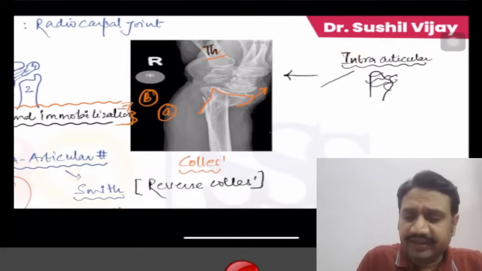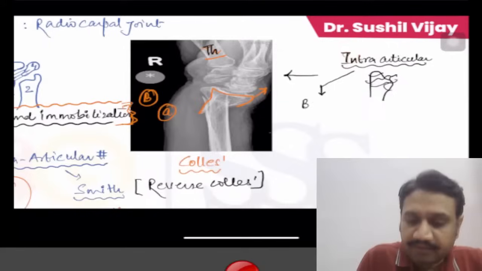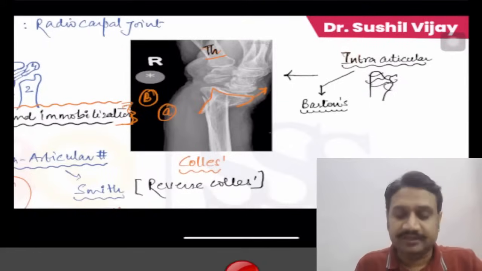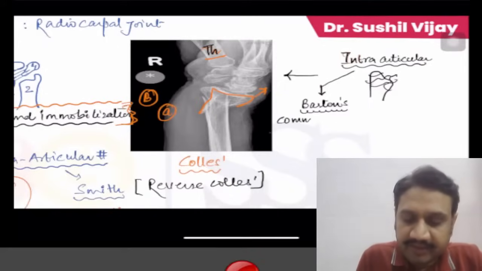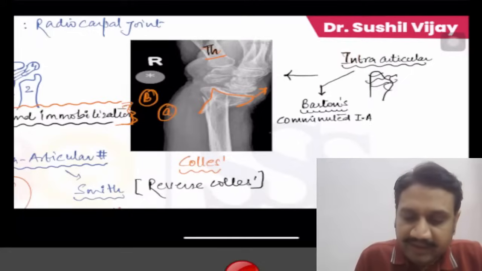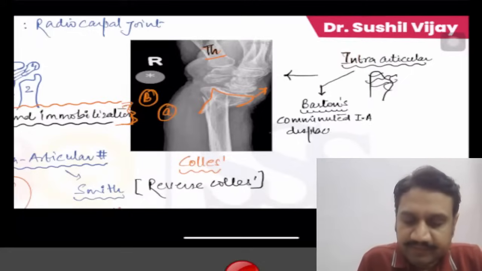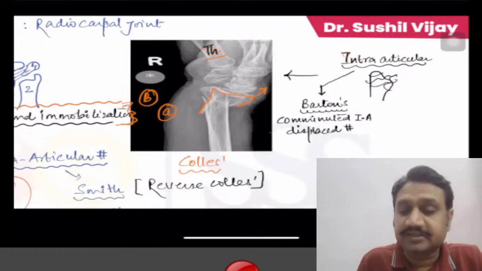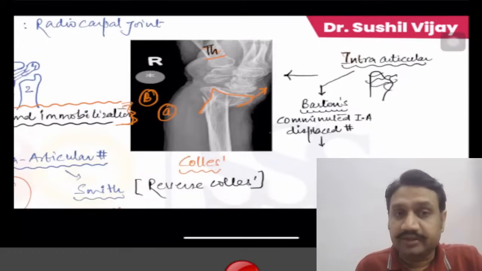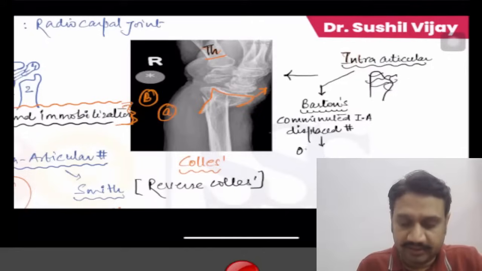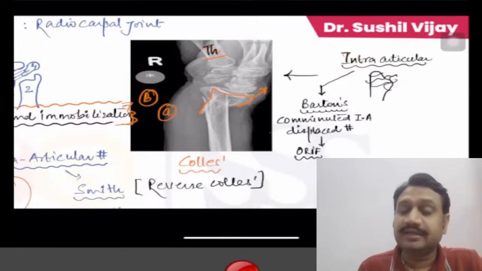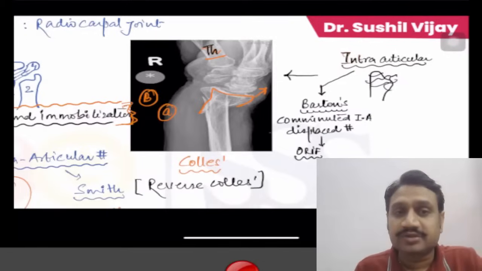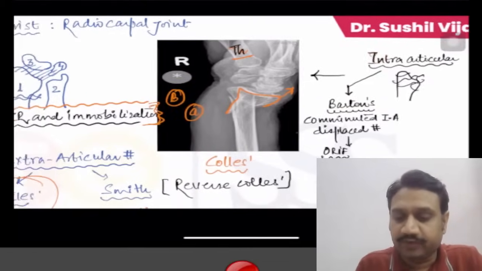Intraarticular injuries, they are Barton. Barton's is a comminuted intraarticular displaced fracture. Comminuted, multiple pieces, and then intraarticular, and which usually gets displaced, right? Once this is the scenario, then you go for ORIF, right? So Sarita, please check your notes again. Just revise the notes again. If there is some mistake you have noted, please correct it.